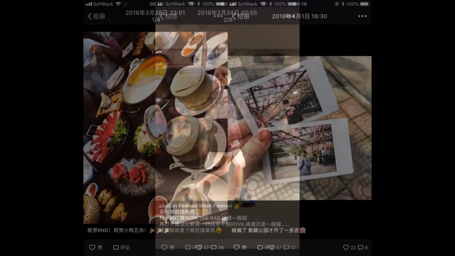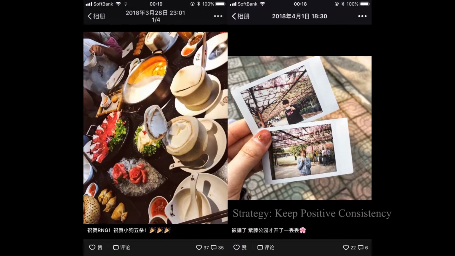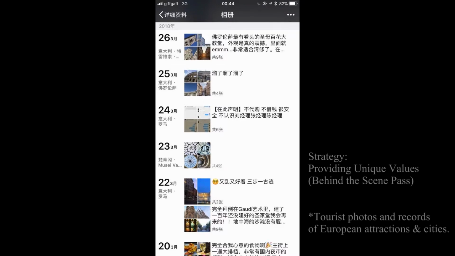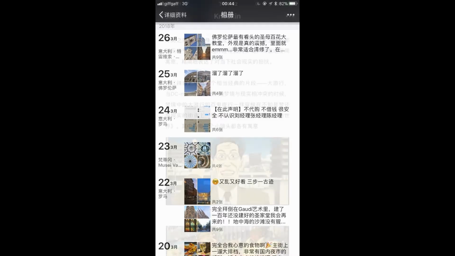In addition, some extra strategies from best practice on Instagram have been used. For instance, keep positive consistency in images and captions. She managed to make her photos even better-looking with Photoshop software. As for Maggie, she has also provided a behind-the-scenes pass to give her Chinese followers some tourist photos on WeChat.